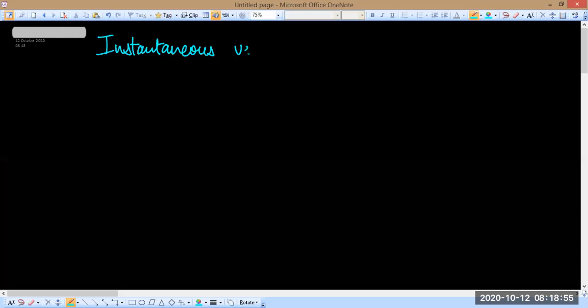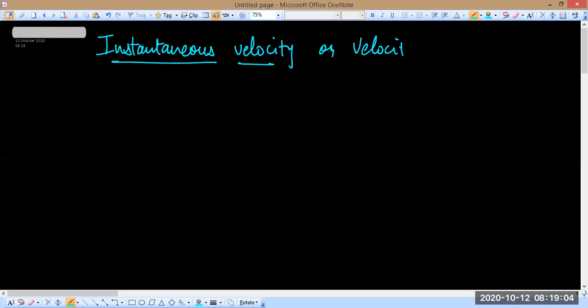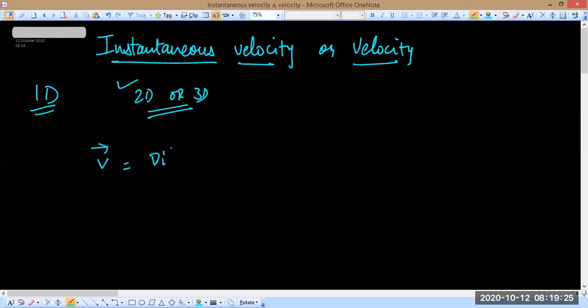Next, instantaneous velocity, or velocity only. You might be thinking, sir, we have already studied it. Yes, we have, but what we studied earlier was in one dimension. Now everything is going to come in 2D or 3D. But the basic thing never changes. Velocity is nothing but the differentiation of position with respect to time. I hope all of you remember that.